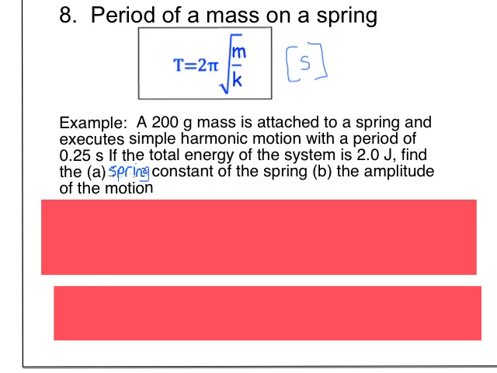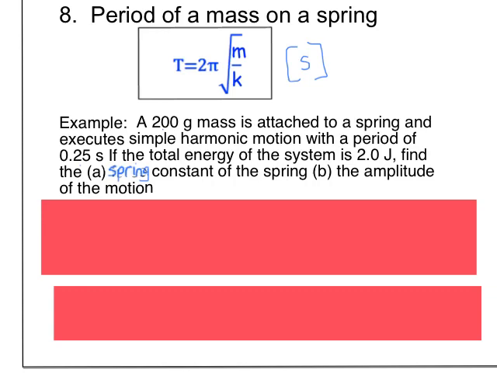So for part A, we're interested in the spring constant of the spring. Before, we used the force in Hooke's law to find our spring constant, but we don't really have a force here, so we have to figure out some other way to find it. We're given a mass and a time, so that means we can use the period formula to find the spring constant. I'm going to use the formula up above.